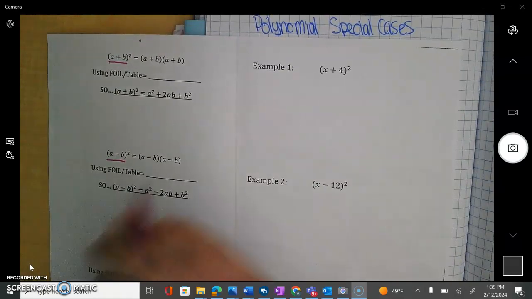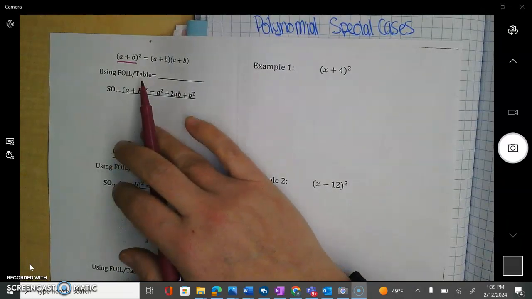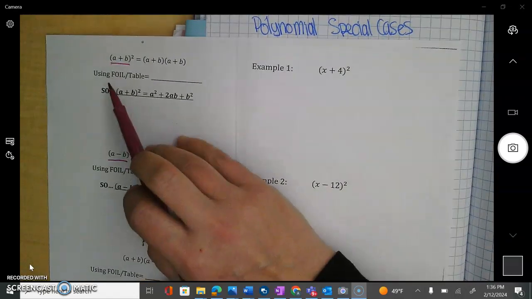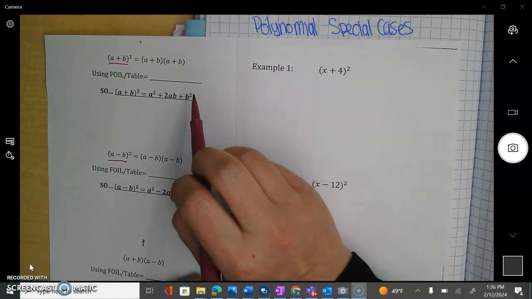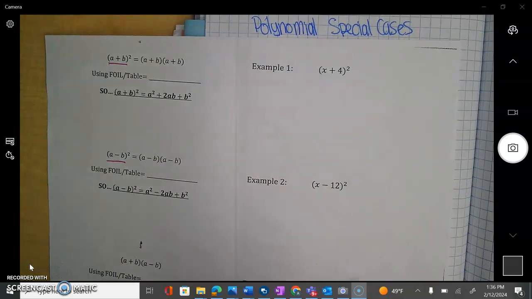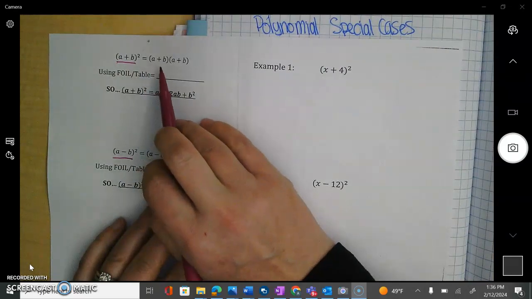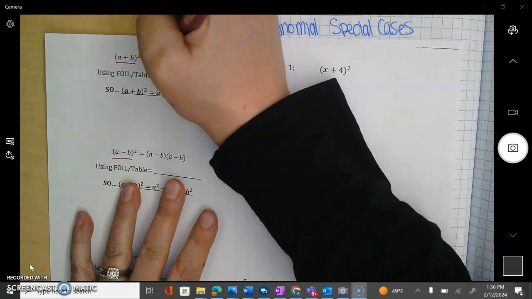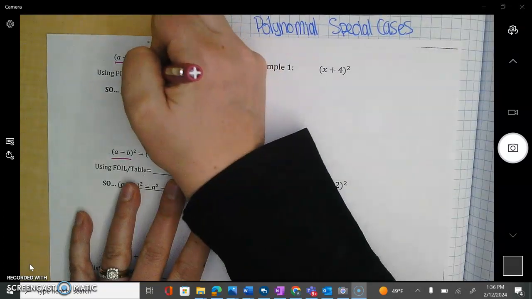What I'm going to do is show you what it would look like if I were to use the FOIL method. You could use the table method. It doesn't really matter. Both methods work. But I'm going to show you with the FOIL method what this would turn into, and then I'll show you the rule. Okay. So for the first one, (a + b) squared, or (a + b) times (a + b). The FOIL method says you're going to multiply the first times the first, which is a times a, or a squared.